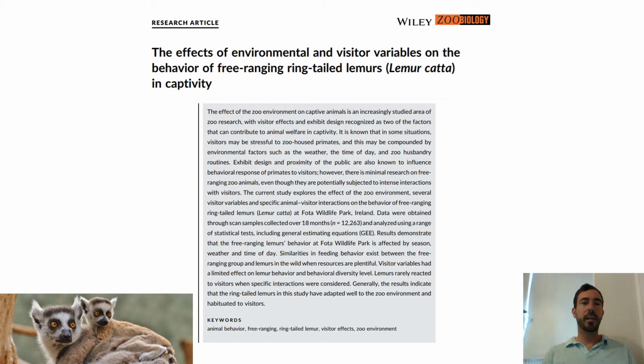Here is the abstract from my aforementioned article from Zoo Biology on ring-tailed lemurs and any effects of visitors. I like this abstract. Again, it's succinct and an overall summary of what they studied, how they did it, what they found, and why it matters. It's basically the overall research project distilled down into one easy to understand chunk that tells the reader whether or not it's worth reading the overall article.